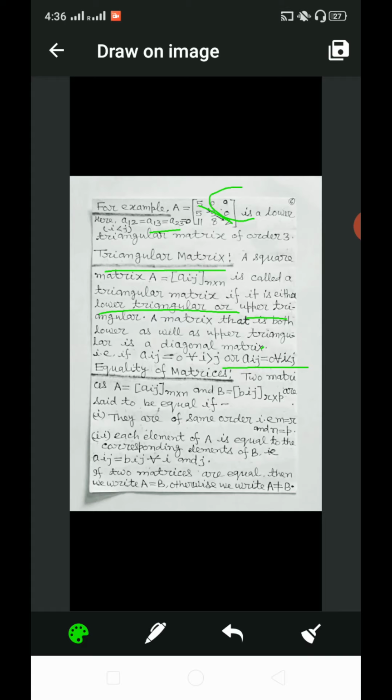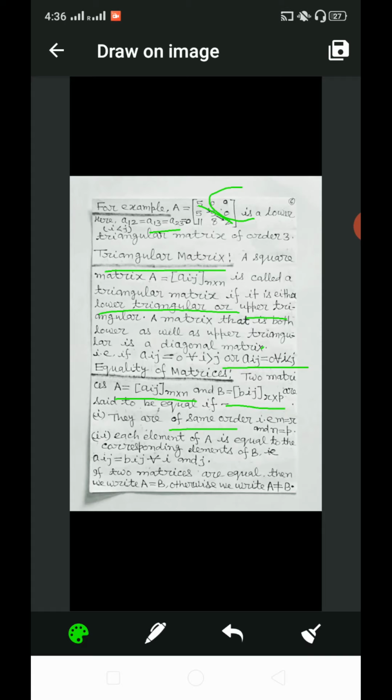Now we discuss equality of matrices. In which condition can we say that the given two matrices are equal. Two matrices A equal to Aij of order m by n and B equal to Bij of order r by p are said to be equal if they are of the same order. That is, m is equal to r and n is equal to p.